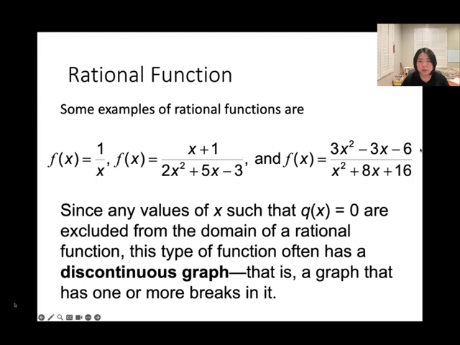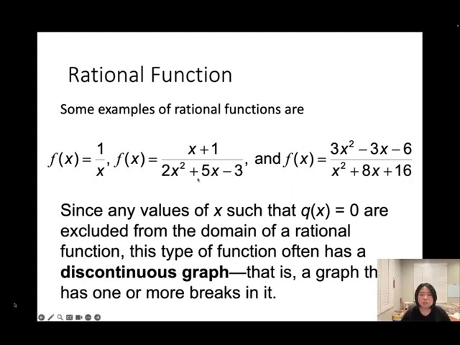Since any values of x such that q of x equals 0 are excluded from the domain of the rational function, this type of function often has a discontinuous graph. That is, a graph that has one or more breaks in it. Look at this example, 1 over x. Remember we say that the denominator cannot be equal to 0. So in this example, x cannot be equal to 0, and you're going to see this is a discontinuous graph. Same idea with these two examples. The denominator cannot be equal to 0.